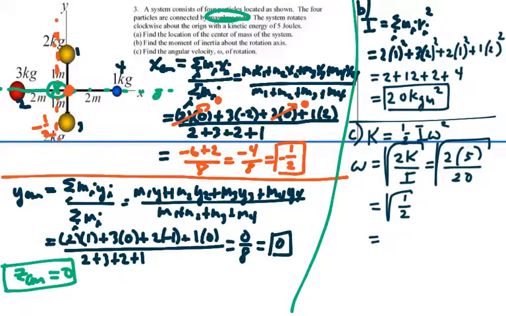which is equal to 0.707 radians per second. So that is the angular velocity of the system, 0.707 radians per second, and that is our answer.